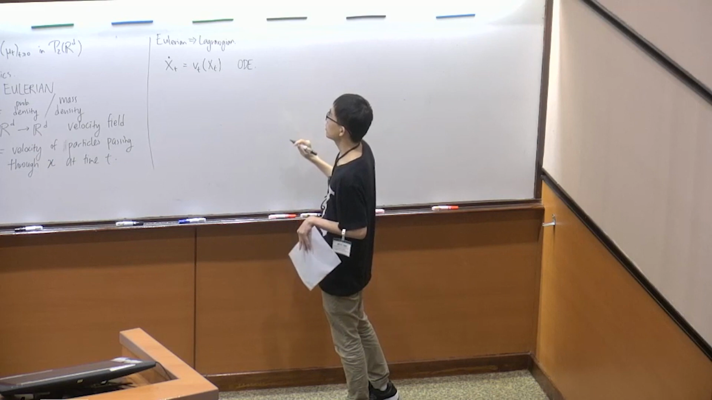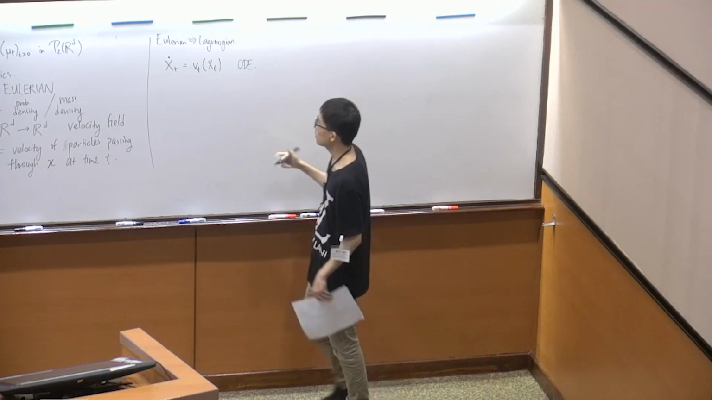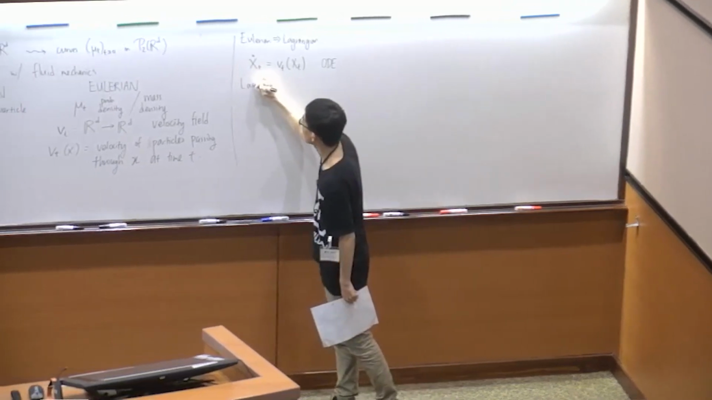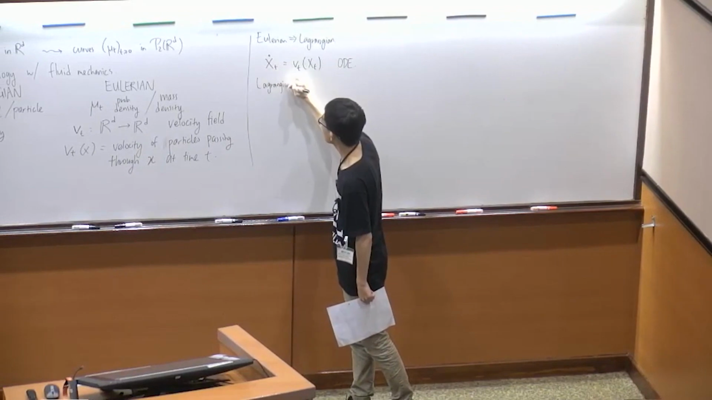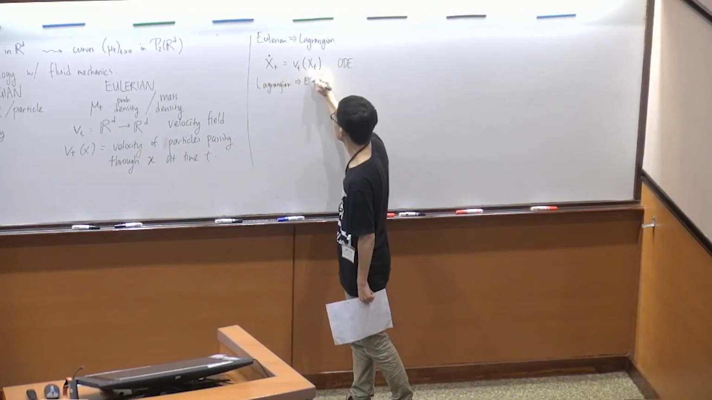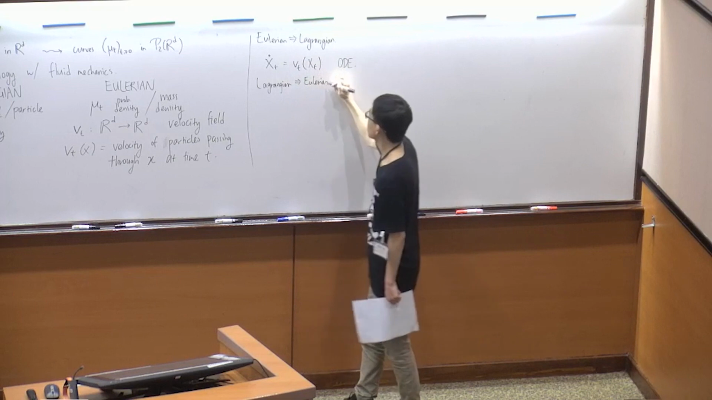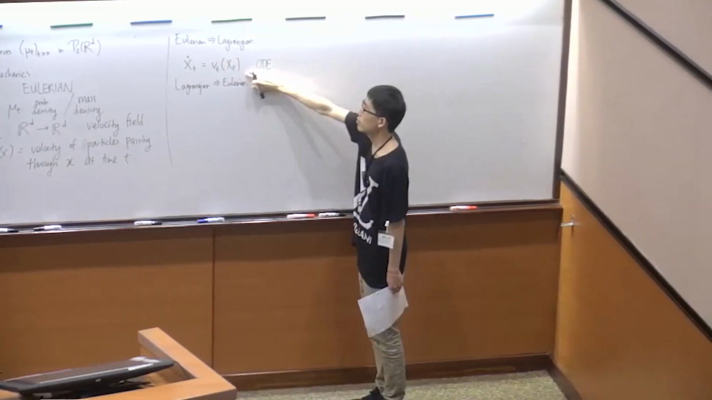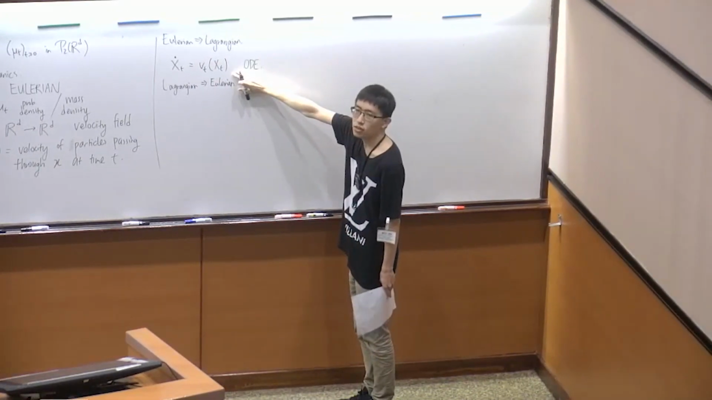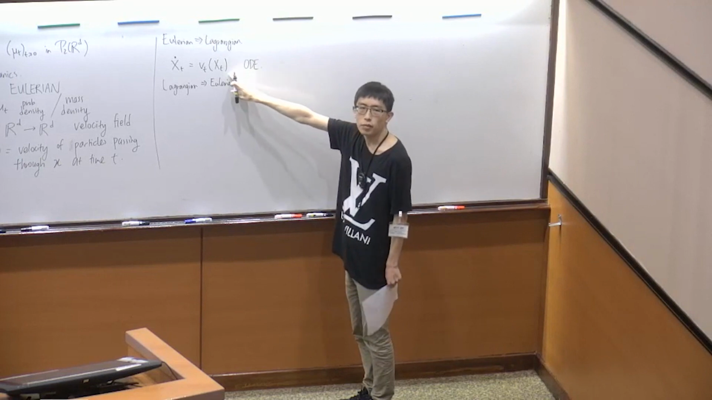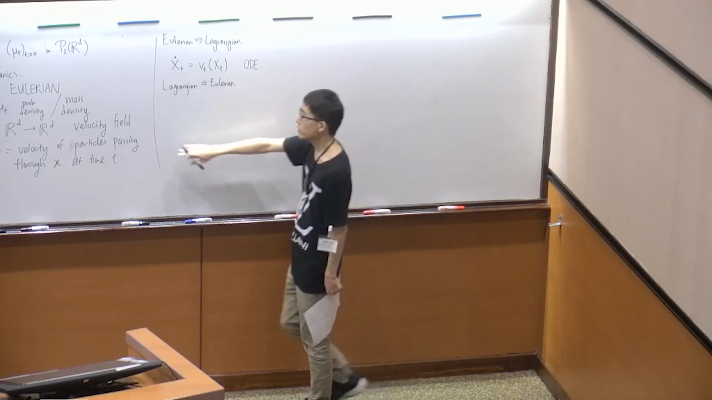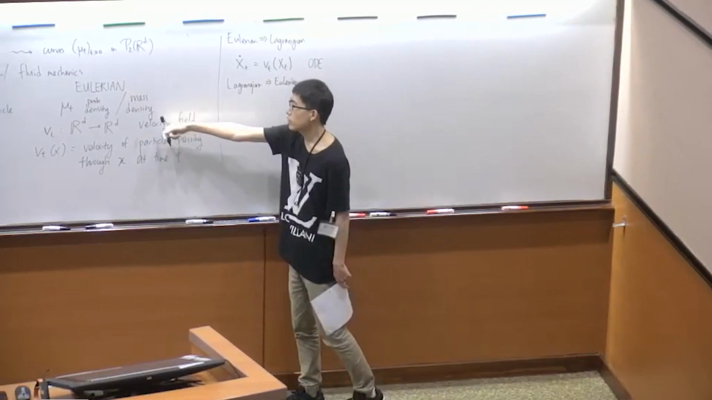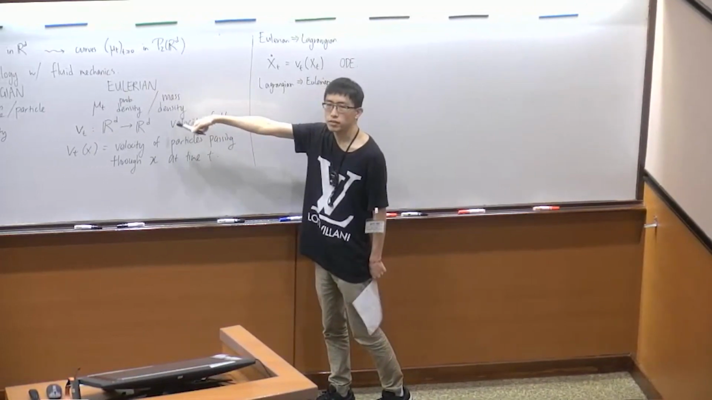But now I want to understand, in some sense, the other way around. Suppose that I know that my particles are evolving according to these dynamics. Then in order to understand the Eulerian picture, I need to tell you how this mass density is evolving with time.